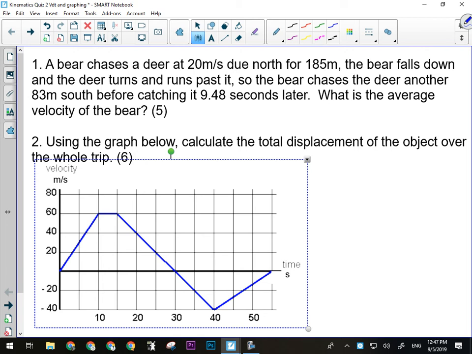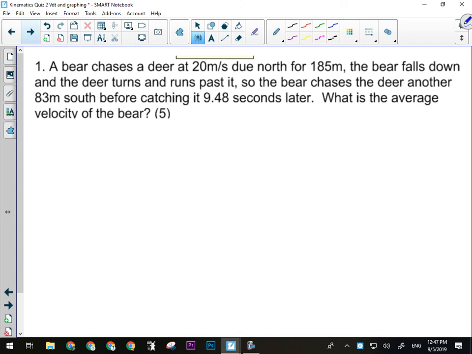All right, so for question number 1. We have a bear chases a deer at 20 meters per second due north for 185 meters. The bear falls down, the deer turns and runs past it. So the bear chases the deer another 83 meters south before catching it 9.48 seconds later. What is the average velocity of the bear? All right, how many parts to this question? 2. There's the north part and the south part. And then, of course, there's the totals that we're going to need.